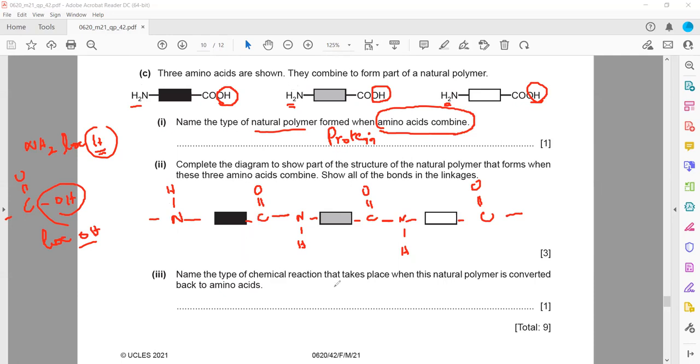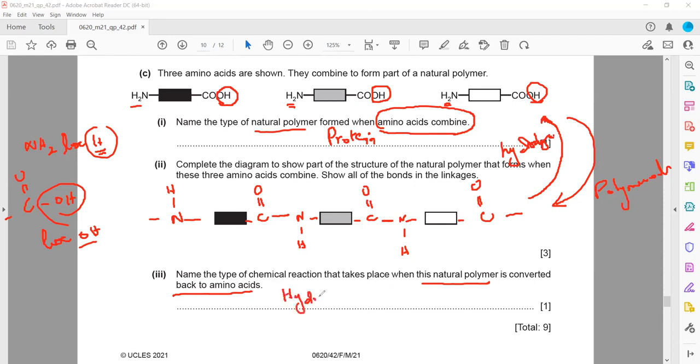Then name the type of chemical reaction that takes place when this natural polymer is converted back to amino acids. So the forward reaction, when amino acids form this protein, we call polymerization. But if we convert the protein into amino acids, we call that hydrolysis. Hydrolysis means breakdown of the molecule with the help of water. So when natural polymers, condensation polymers, decompose or break down, the reverse reaction is known as hydrolysis.